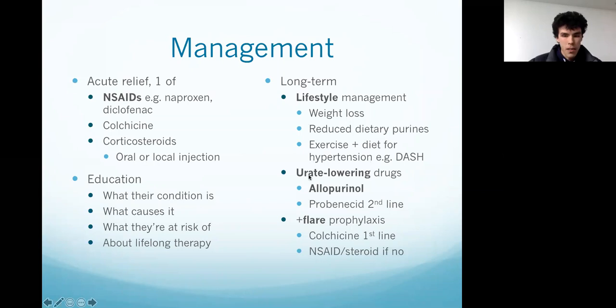And then urate lowering drugs, these should be used in the long term to try and keep their uric acid from getting too high so that they don't have repeated episodes. Because once you've had one, you're at a high risk of having more.